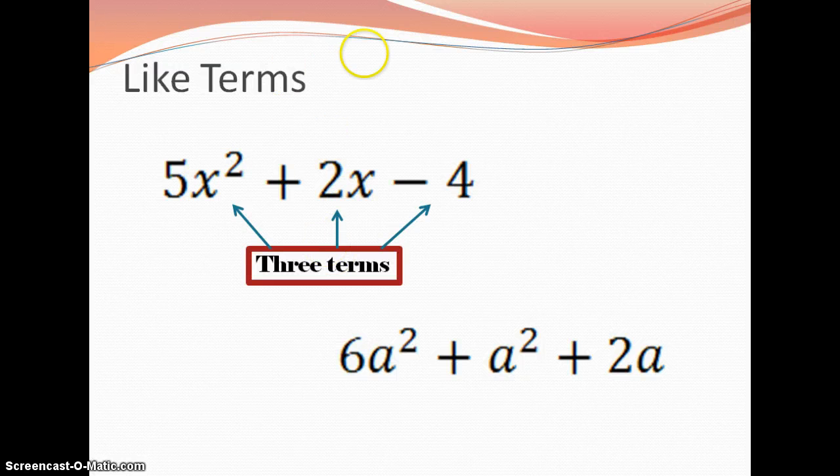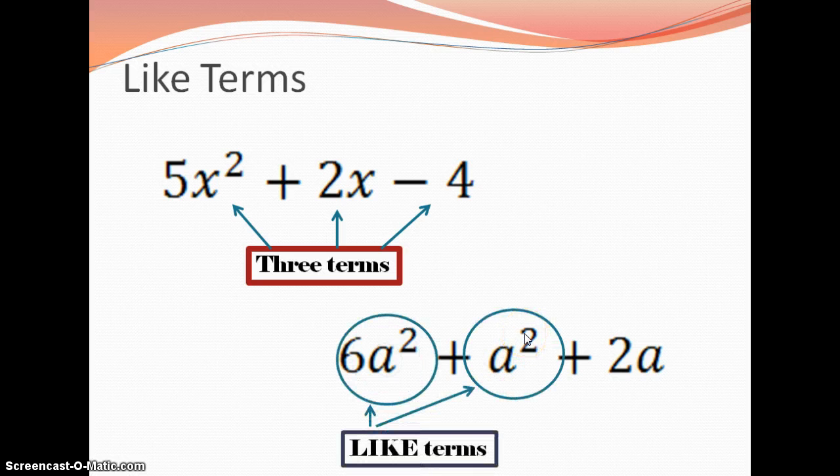Looking down at the second example, 6a squared plus a squared plus 2a. Now if you notice, we have a's in each term. However, does each a have the same power? So looking at our first term, we have an a squared, a to the second power. Second term has an a to the second power. Therefore, those are like terms. They have the same variable and the same power.